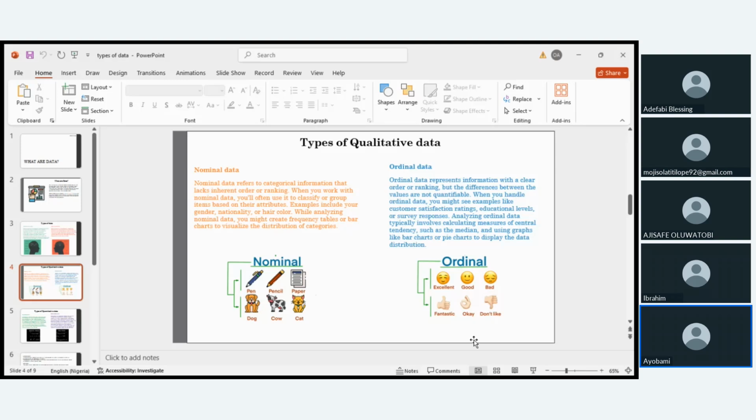Okay. So while analyzing nominal data, because we know that it is nominal data, there are some kinds of visualizations that are available to us, like creating frequency tables or bar charts to visualize the distribution of categories. That's why I said it is key, as someone into data analytics, to know the kind of data you're working with.